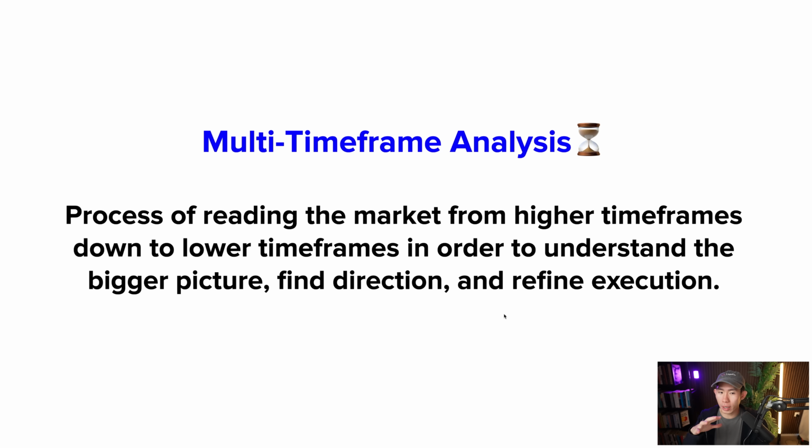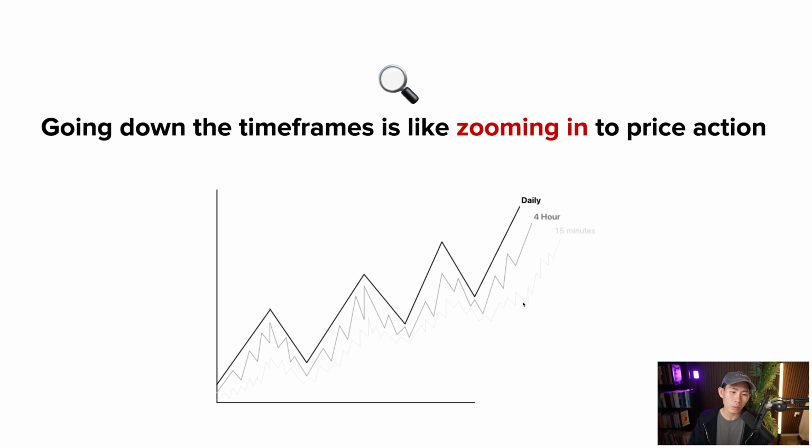So it's not just about checking random time frames, it's about understanding each time frame and using each time frame for a very specific job. You're supposed to use the higher time frame to do this, the medium time frame to do that, and the lower time frame to do this.